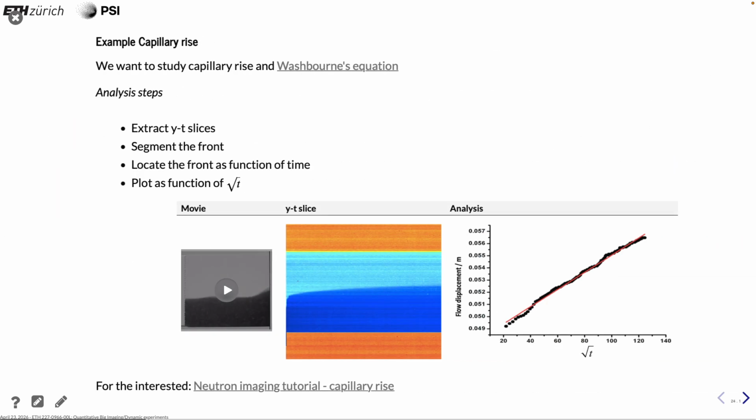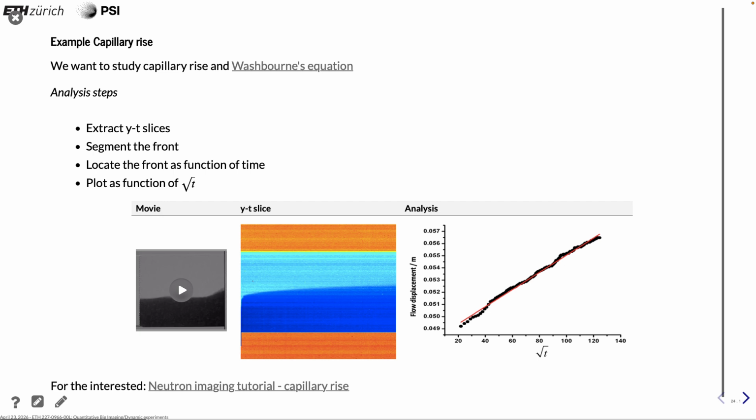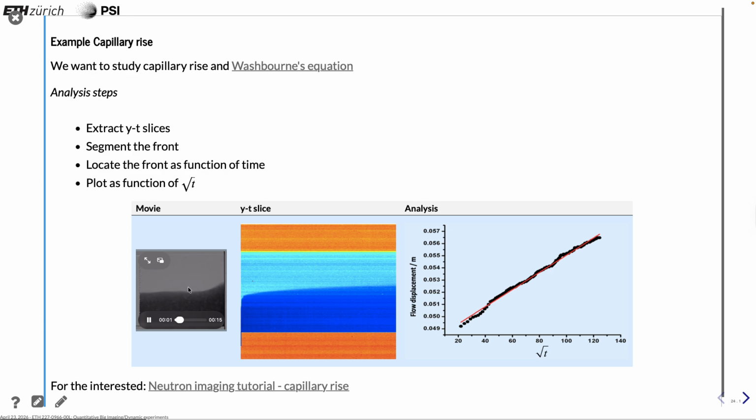And this is something we used in this example, where we had a capillary rise experiment. If you put a porous medium in water, it sucks up the water, and then you can see something like this. Not a very exciting movie actually, but anyway, you see that there is a front going up.